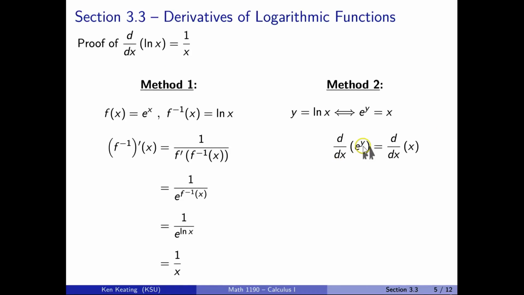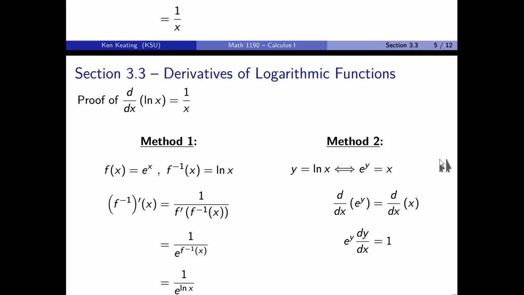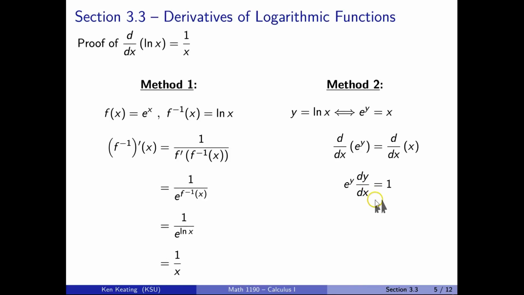The derivative of e to a function is e to the function times the derivative of the function. And of course the derivative of x is 1. Solving for dy/dx, I divide both sides by e to the y. And of course e to the y is just x. So there we go. The derivative of ln x is 1 over x.